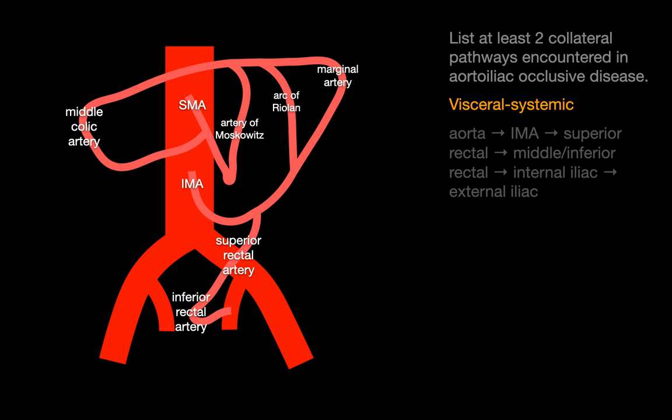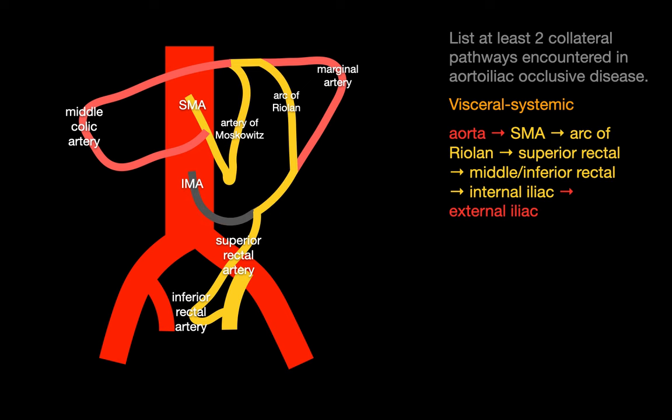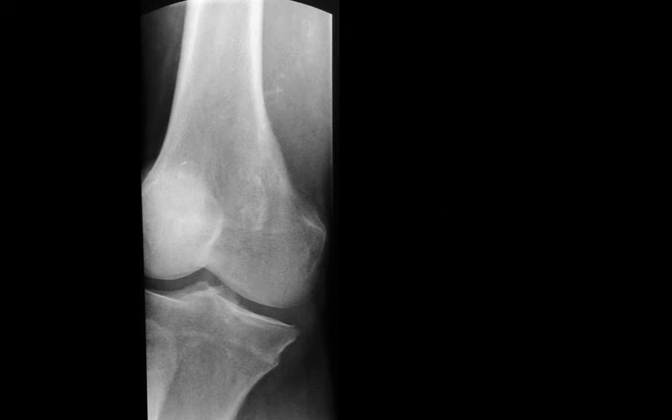Lastly, visceral-systemic pathways include a path from aorta to external iliac via the IMA, superior rectal, middle and inferior rectal, and internal iliac arteries. In patients with occluded IMAs, another option would be from aorta to external iliac via the SMA, arc of Riolan, superior rectal, middle and inferior rectal, and internal iliac arteries. These are bilateral angiograms.